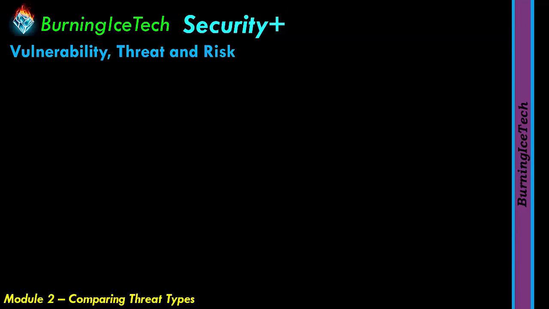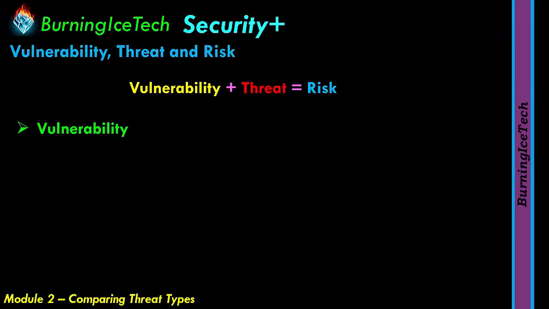Something that a lot of people don't necessarily know about vulnerability, threat, and risk is that vulnerability plus threat actually equals risk. So for that to make sense, we're probably going to have to dive a little bit deeper into each of these individually. So starting with vulnerability, what is that?